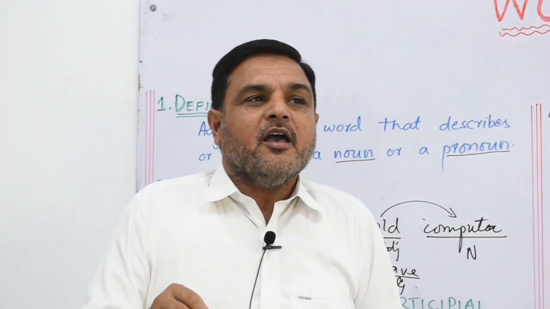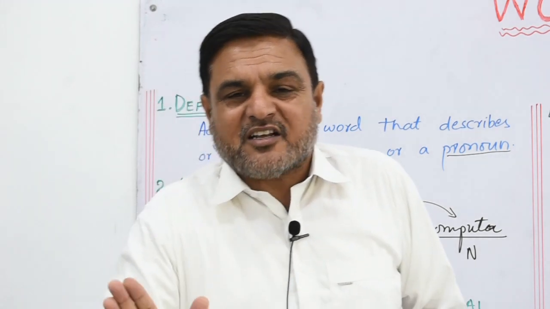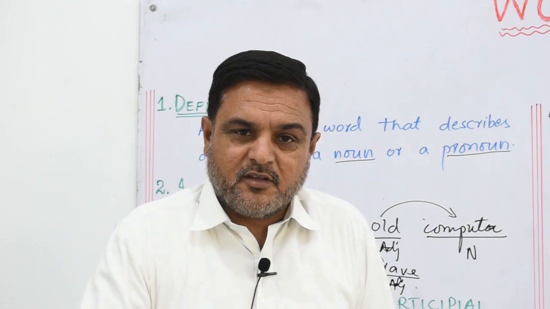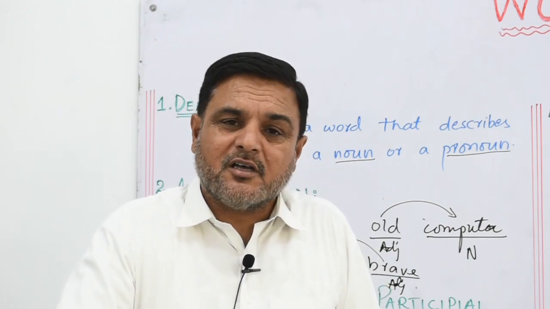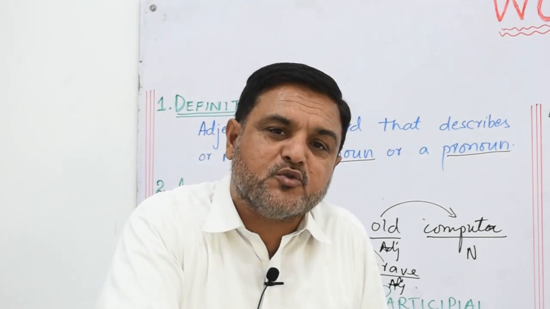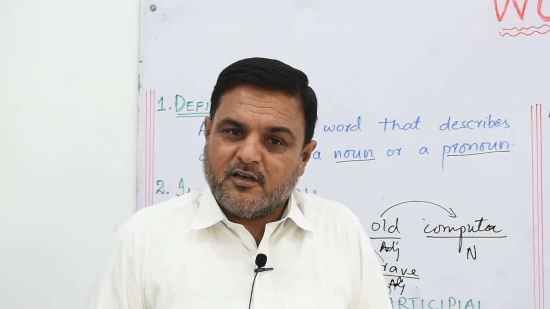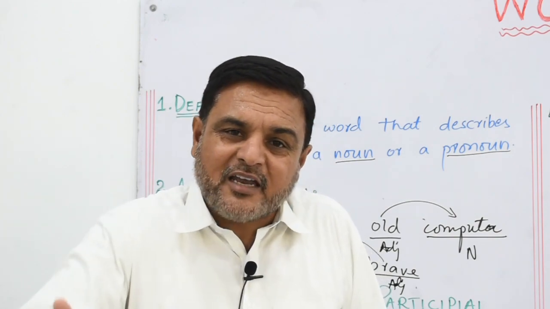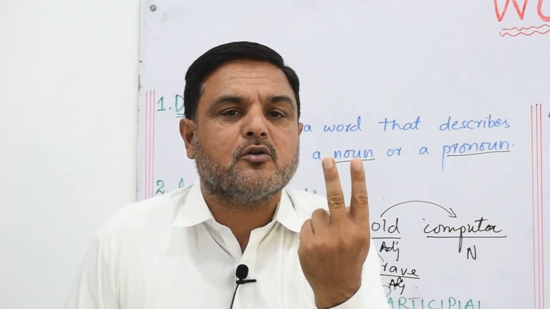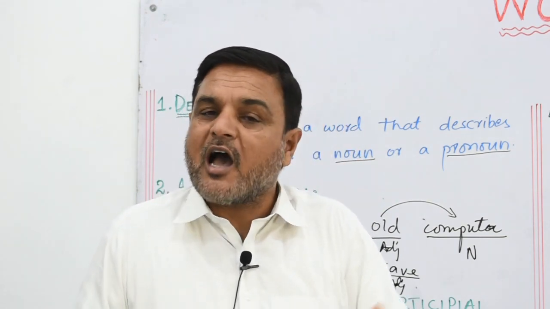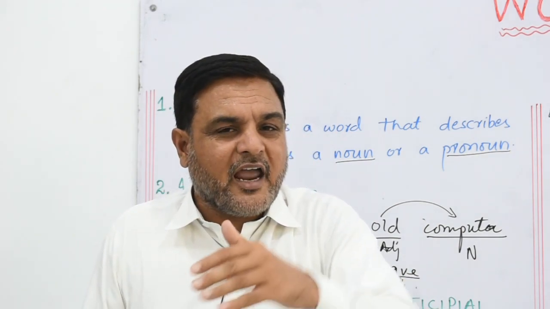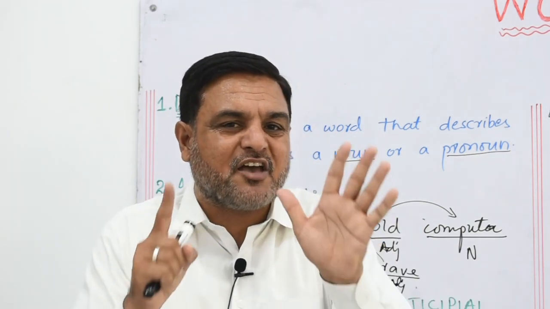So let's extend our discussion and include verbs. How sometimes words that look like verbs can also be used as an adjective. They can modify nouns or pronouns. How? And particularly, I'm going to talk about two forms of verb. I delivered an extensive lecture on verb, and I told you that verbs in English have six forms.